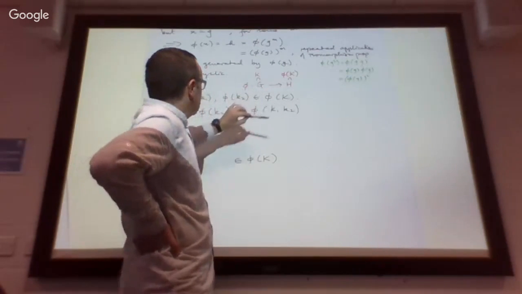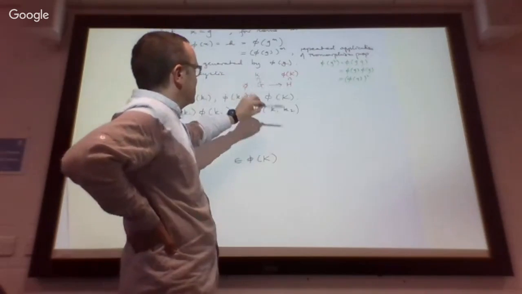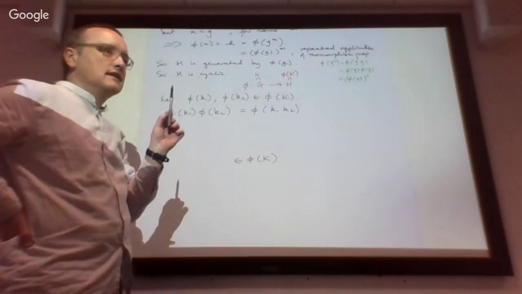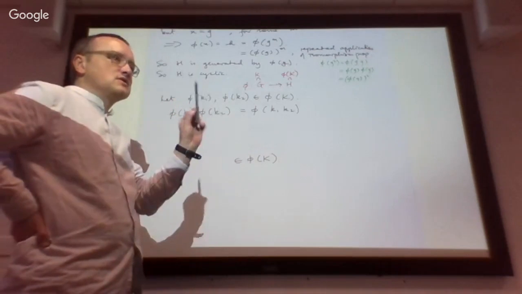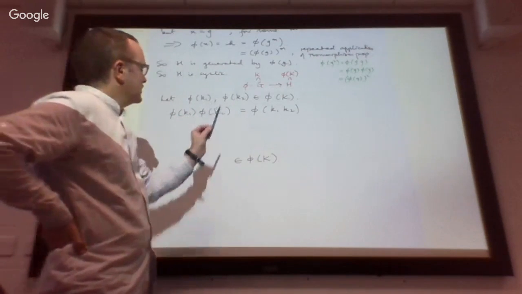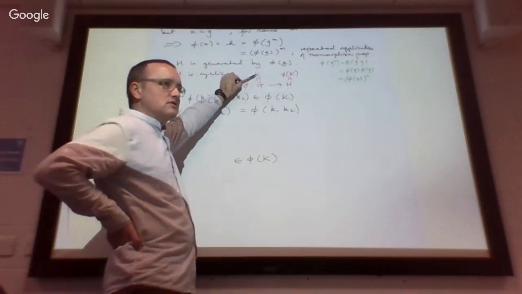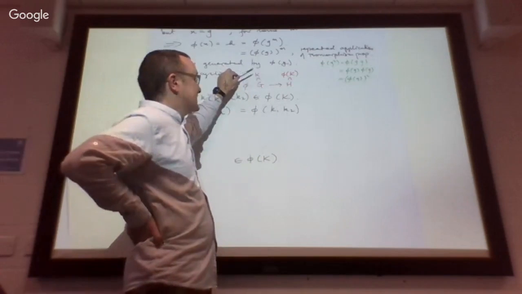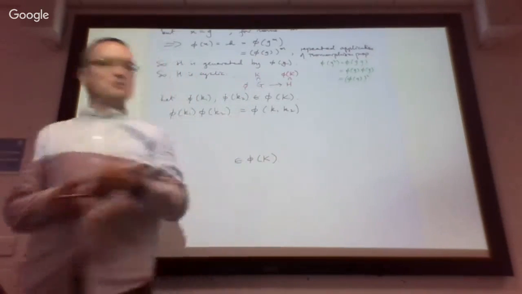So little K1 is an element of K, little K2 is an element of K. K is a subgroup. So when you multiply 2 elements from the subgroup together, in particular, you stay in the subgroup. That's the definition of a subgroup. So K1 times K2 is in K. That's what we need.